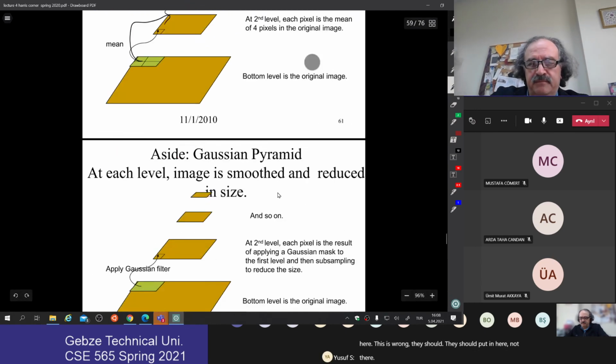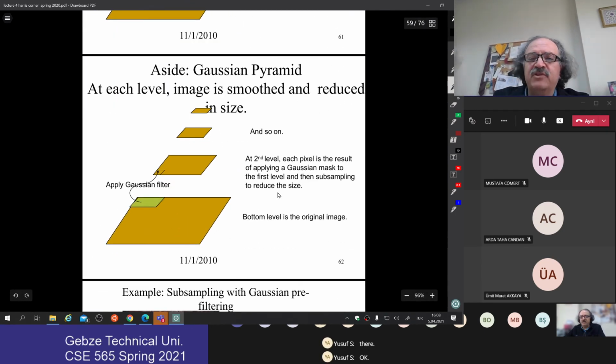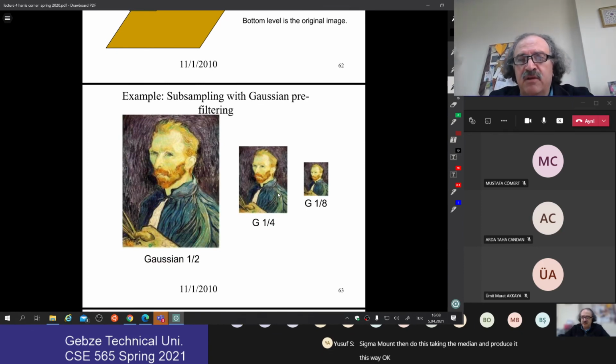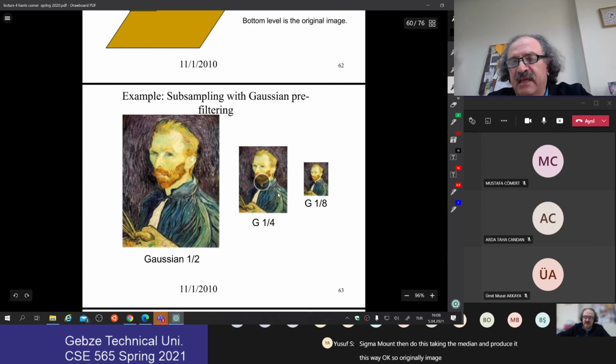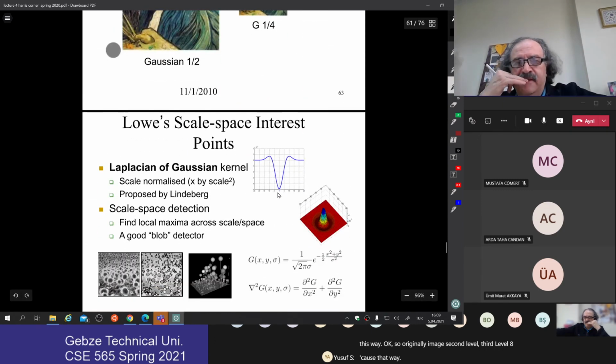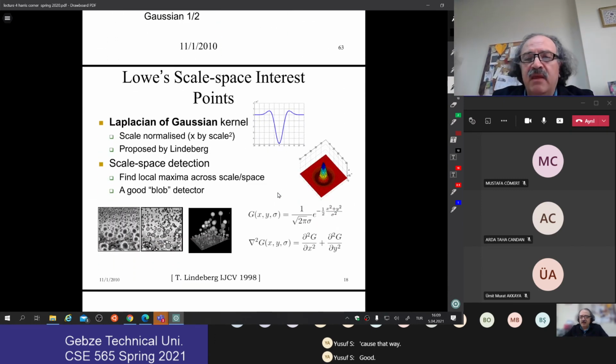So first apply the Gaussian filter with some sigma amount, then do this, taking the median and producing it this way. Okay, so original image, second level, third level, and it goes that way. Good. This is the sigma.